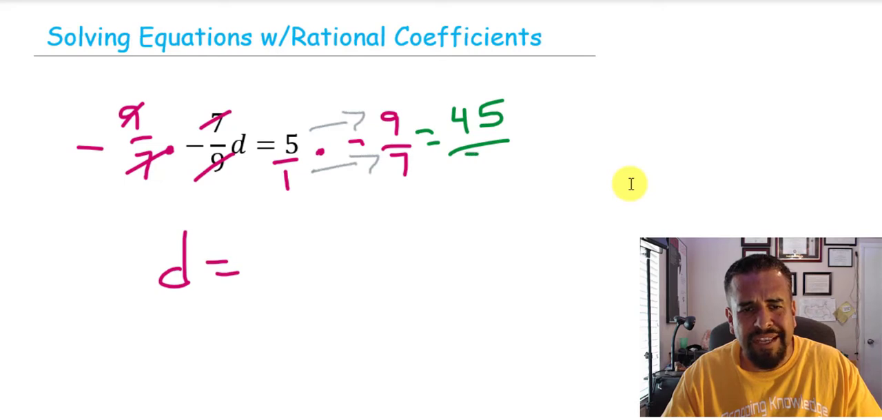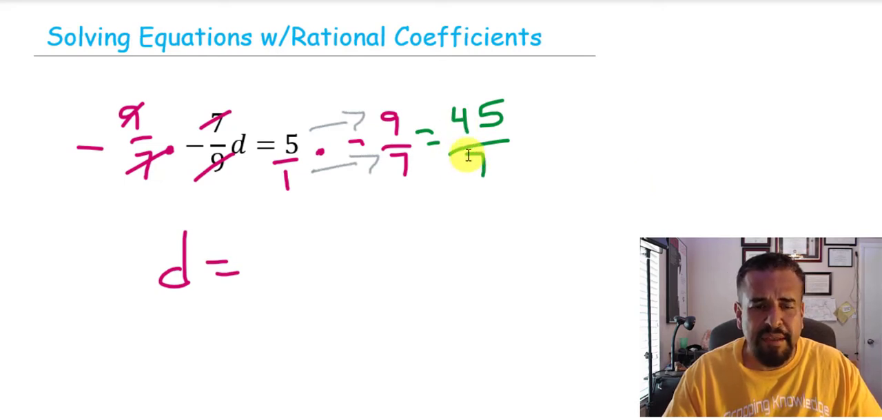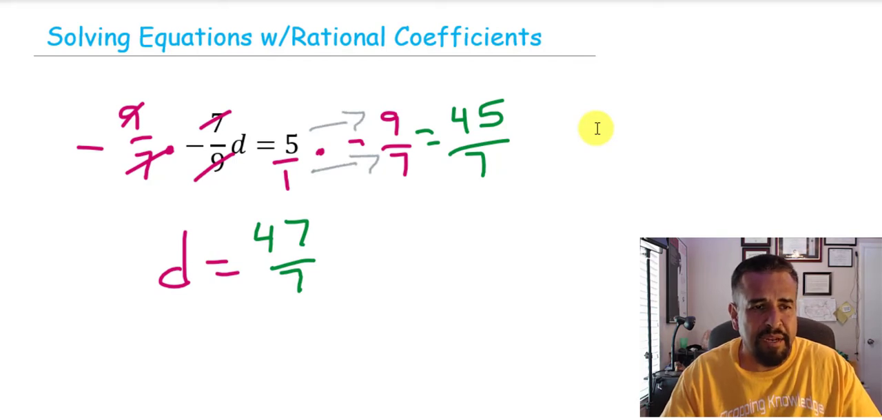1 times 7 is 7. Now there's nothing to simplify here. That's my final answer. So therefore, 45 over 7. Notice I wrote 7 because I'm already thinking about the 7.